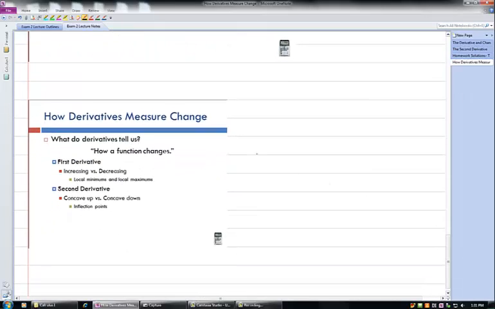Okay, so this completes this lecture on how derivatives measure change. Hopefully, if I ask you the question, what do derivatives tell us? They tell us how a function changes. So if I know the sign of the first derivative, I can tell you where the function's increasing and decreasing. And if I know the sign of the second derivative, I can tell you where the function's concave up and concave down.